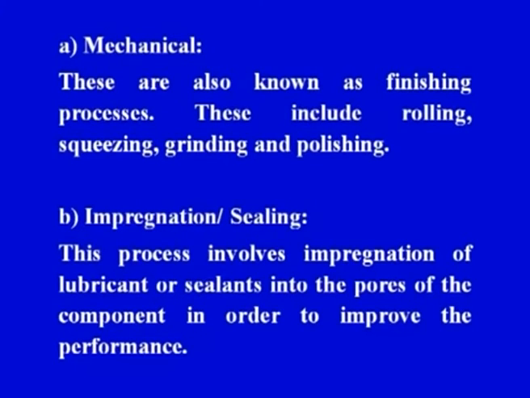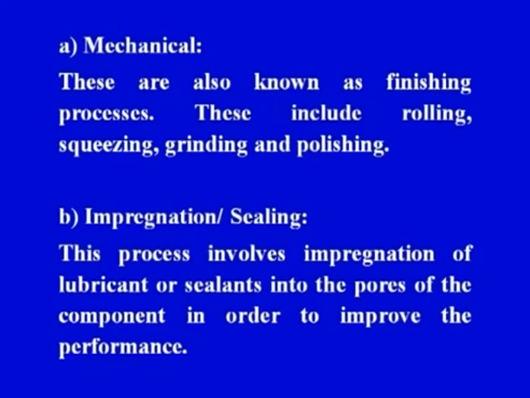Mechanical. These are also known as finishing processes. These include rolling, squeezing, grinding and polishing. So once a ceramic matrix composite product has been made, in order to give it a suitable finish, and sometimes a required shape, we may go for mechanical type of post processing.